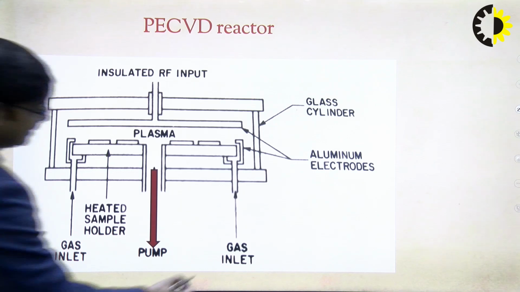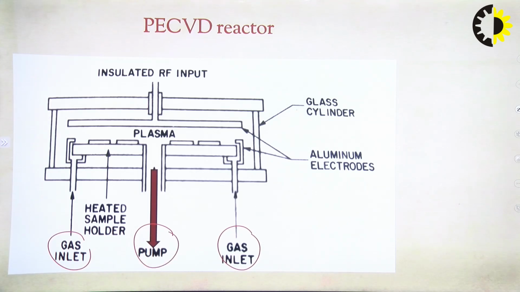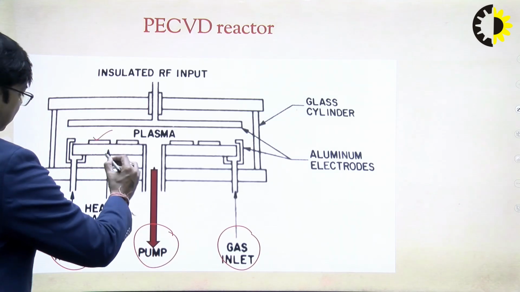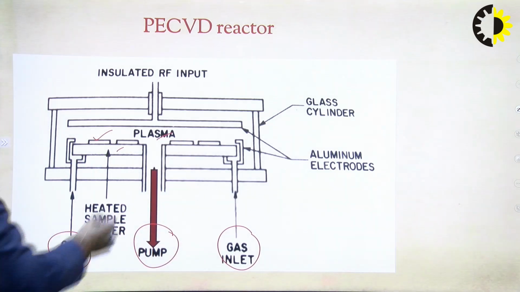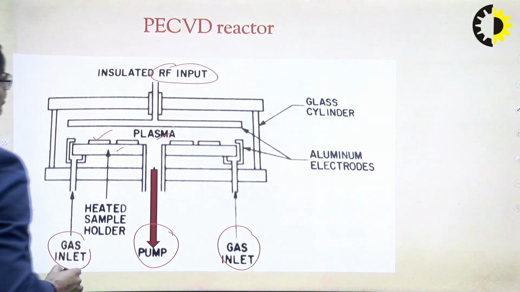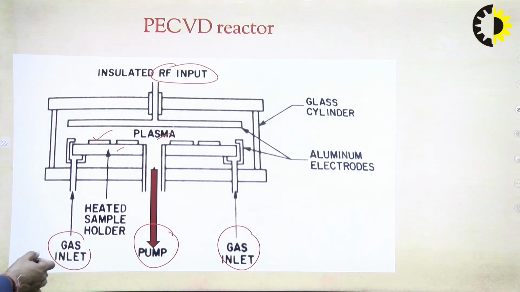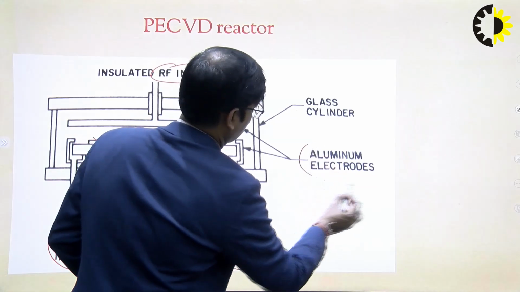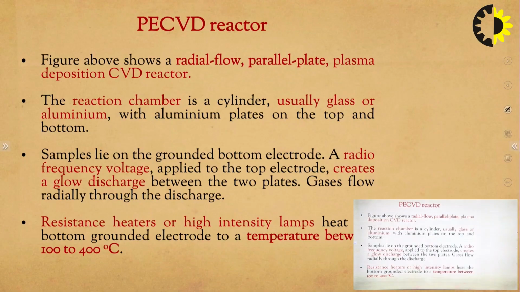So, this is a schematic diagram for a plasma enhanced CVD. Here we can see these are the gas inlets and this is the exhaust out. These are the wafers and the wafer holder. This is the plasma. This is the RF input, radio frequency input, which is used to provide the ionization of the gases. These are the electrodes, aluminum electrodes, which provide the discharge for the plasma generation. Okay.